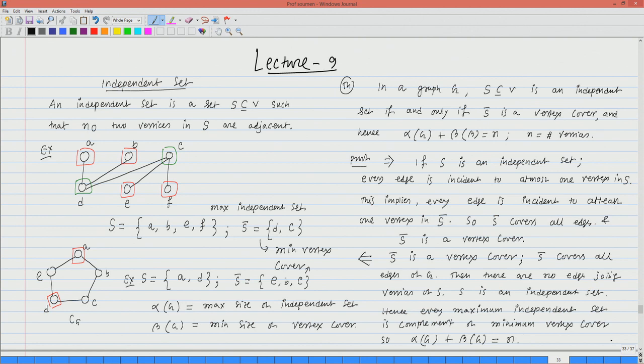Okay. So, we have learned what is an independent set, and we proved that the complement of an independent set is a vertex cover. Next we talk about edge cover, and we will see how edge cover is related with matching.